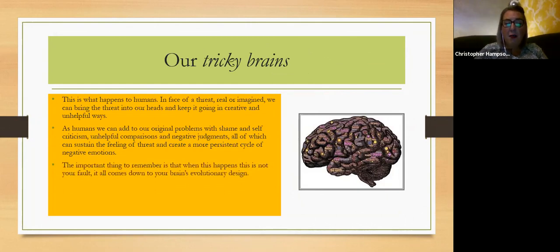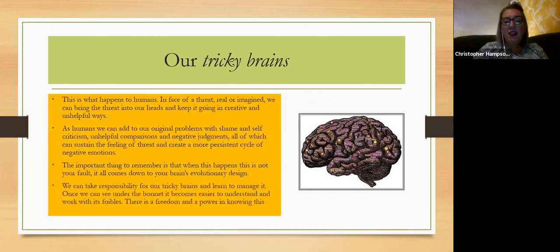The important thing to remember is that when this happens, this is not your fault or our client's fault. It all comes down to our brain's evolutionary design. And a lot of the times with my clients, when I explore the tricky brain, we not only use a lot of psychoeducation, but I also explore personal constructs. So tricky brains tend to run through generations too. And we can work with clients about changing how a generation's thought processes, even as far as 3 or 4 generations before, can be changed with that client sat in front of you.